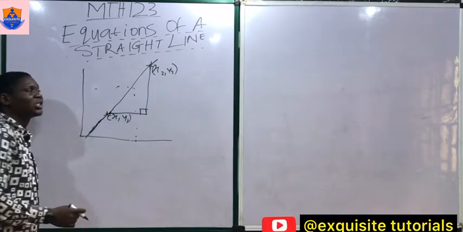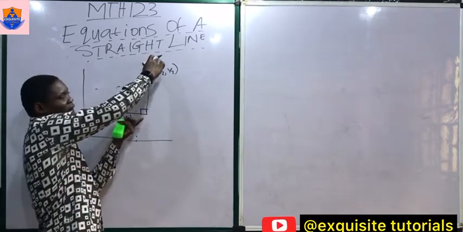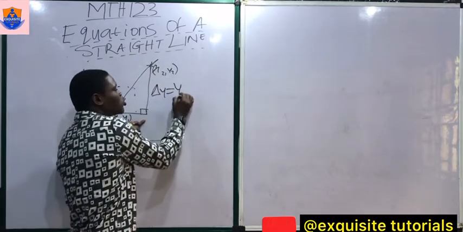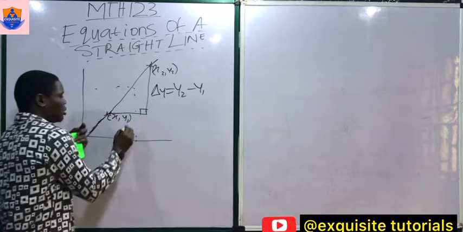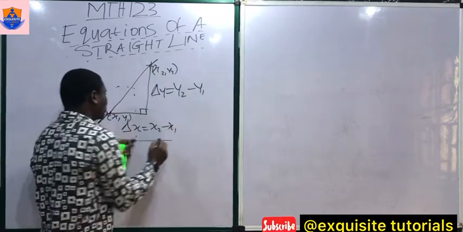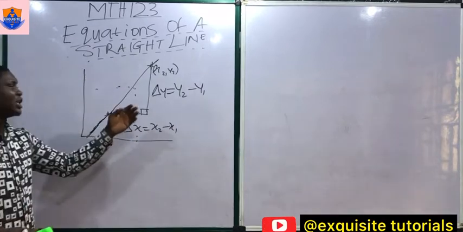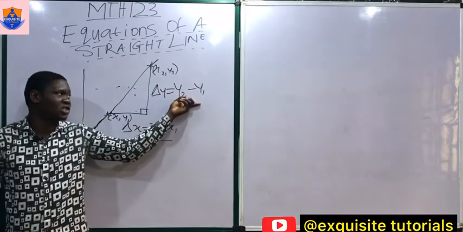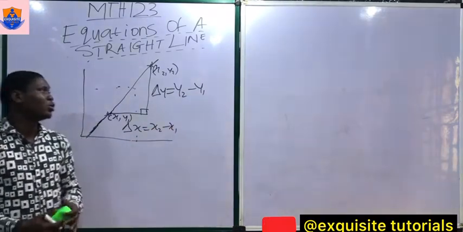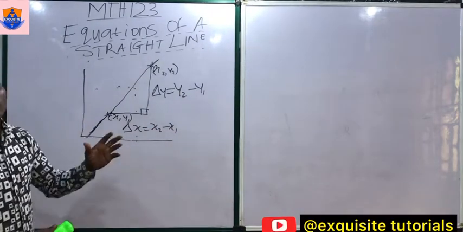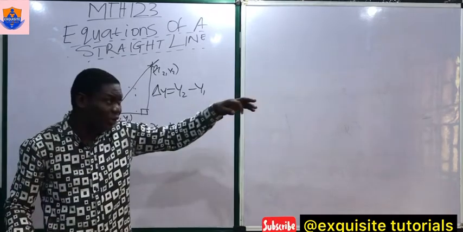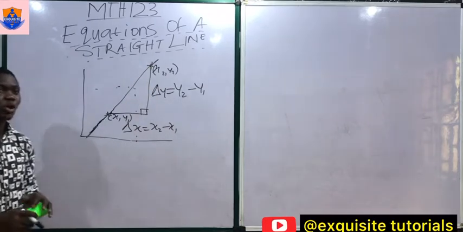The gradient of this line is actually the change in the y-axis over the change in the x-axis, which we did in our first video. Our change in y is y2 minus y1, and our change in x is x2 minus x1. So the gradient of a straight line is the change in y over the change in x. This is what we normally call the slope. Even for a curve, when you want to find the gradient at a particular point, you draw a straight line that passes through that point, then you find the gradient of that straight line.